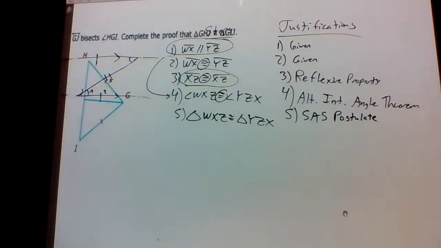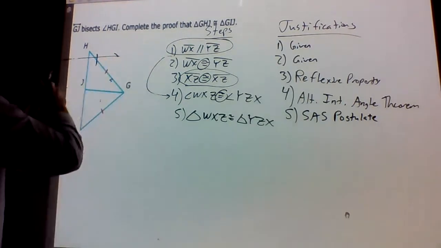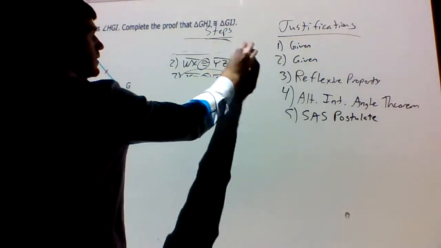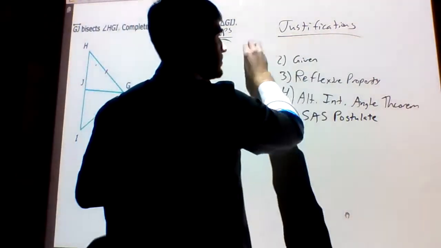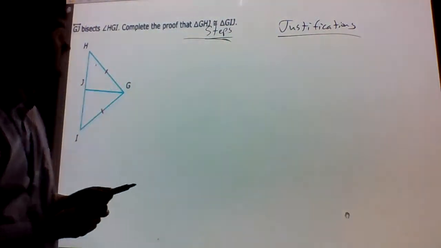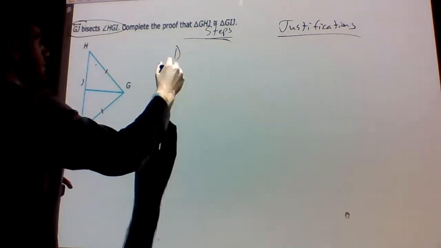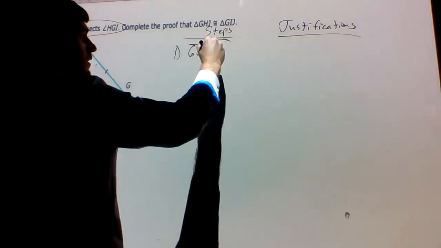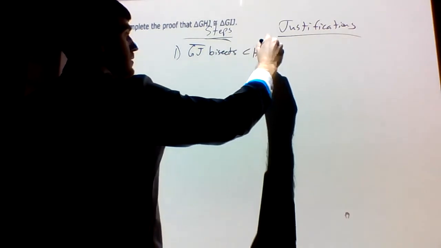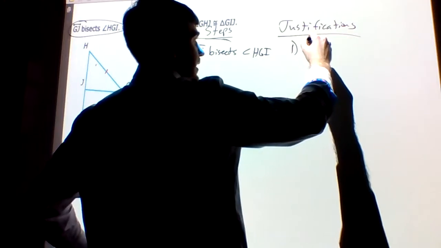Okay, number 4. We had a lot of trouble on the bisector part of number 4, so we'll try to straighten that out. And this one we have givens coming from the words, and we have givens coming from the diagram. The words tell us one given, which is that GJ bisects angle HGI. So this is an angle bisector, not a segment bisector. It bisects an angle, so it is an angle bisector.